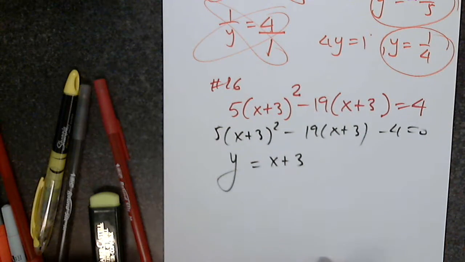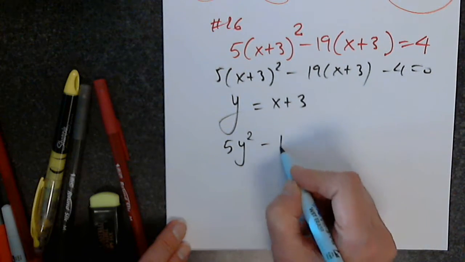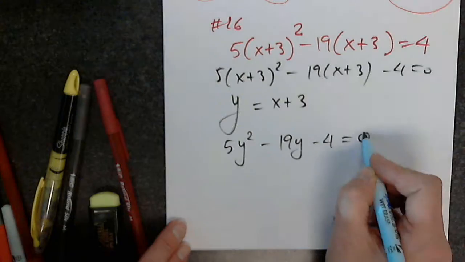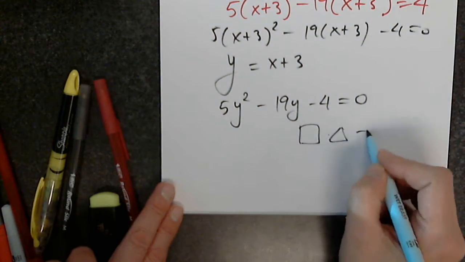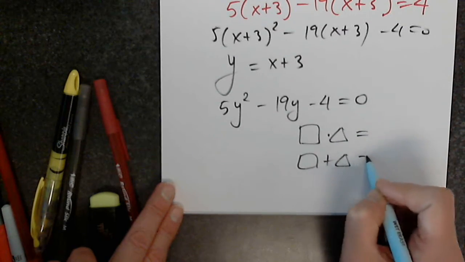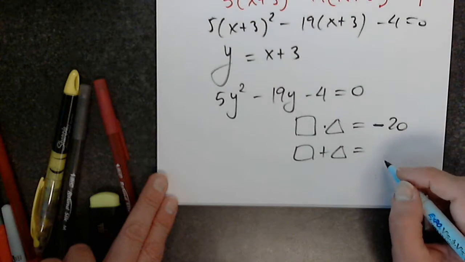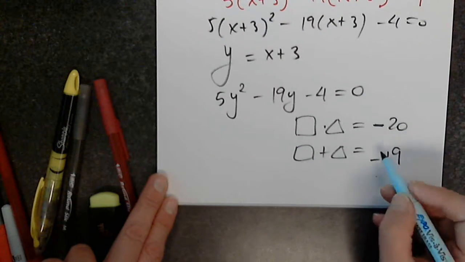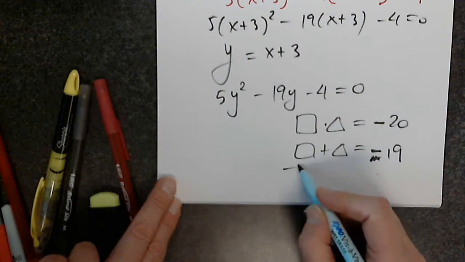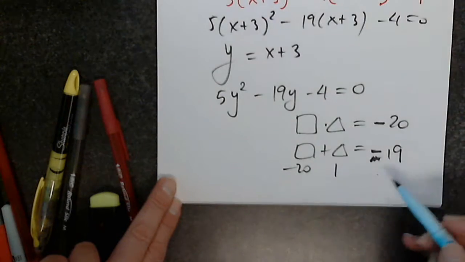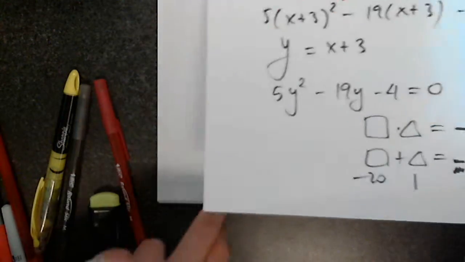Can anyone give us the second step now, please? 5y squared minus 19y minus 4 equals 0. Therefore, we are looking for two numbers whose product is and whose sum is. Careful, it's negative 20 and whose sum is negative 19. I'm sorry, I should have put negative in front here. Negative 20 and 1. The product is negative 20? Yes. The sum is negative 19? Yes. So then I'm on the right track.